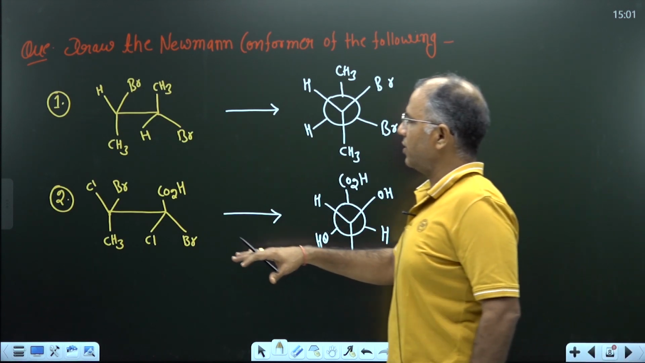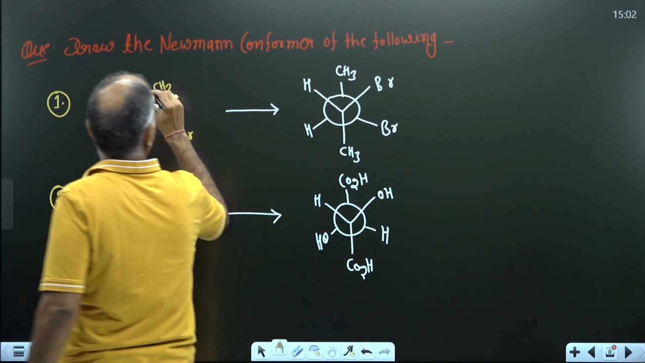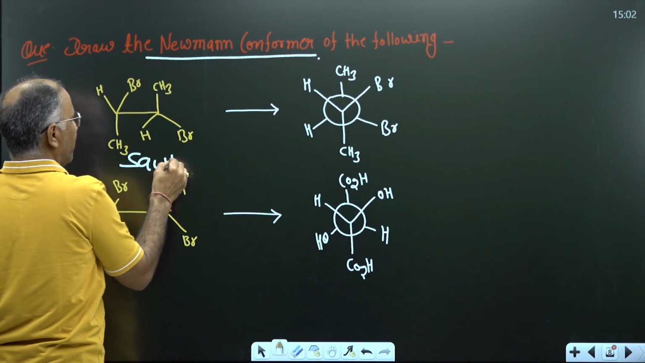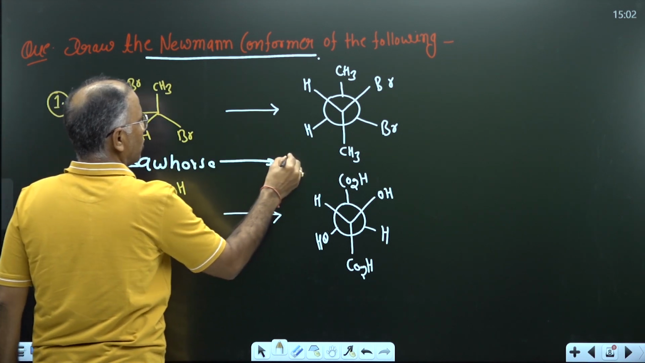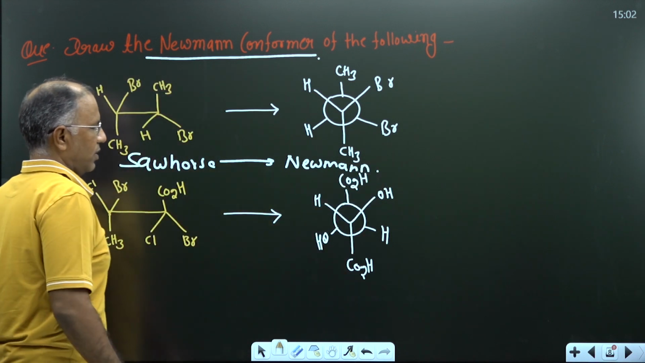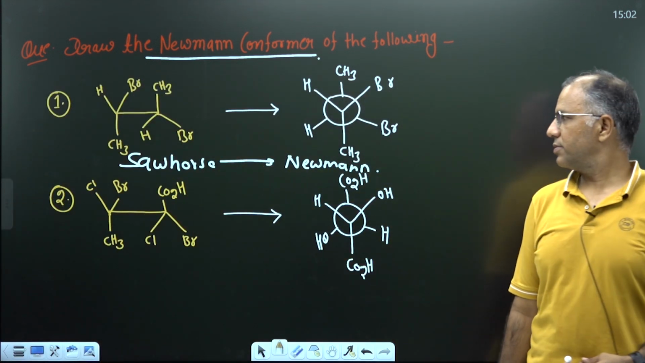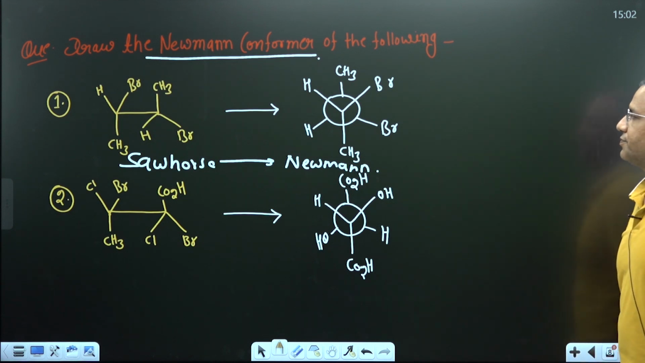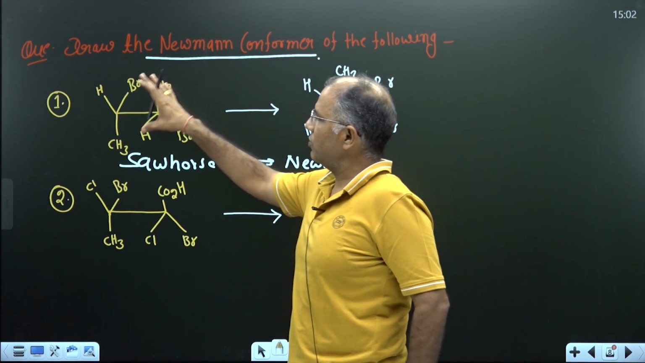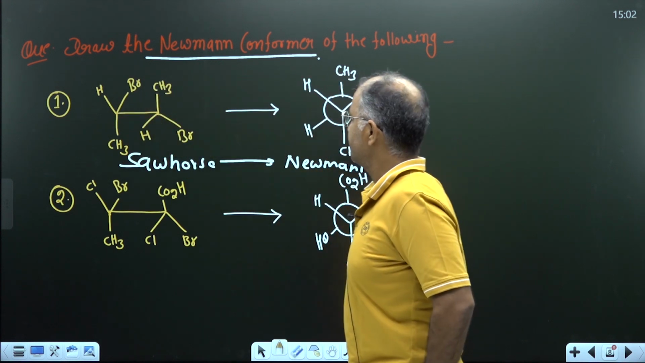Now you have to write down all these examples and draw the Newman conformer. Basically, you have to convert sawhorse to Newman. Convert all of these, and then check your answer. First think about how this sawhorse will convert into Newman. First you should think, and then you should check your answer.